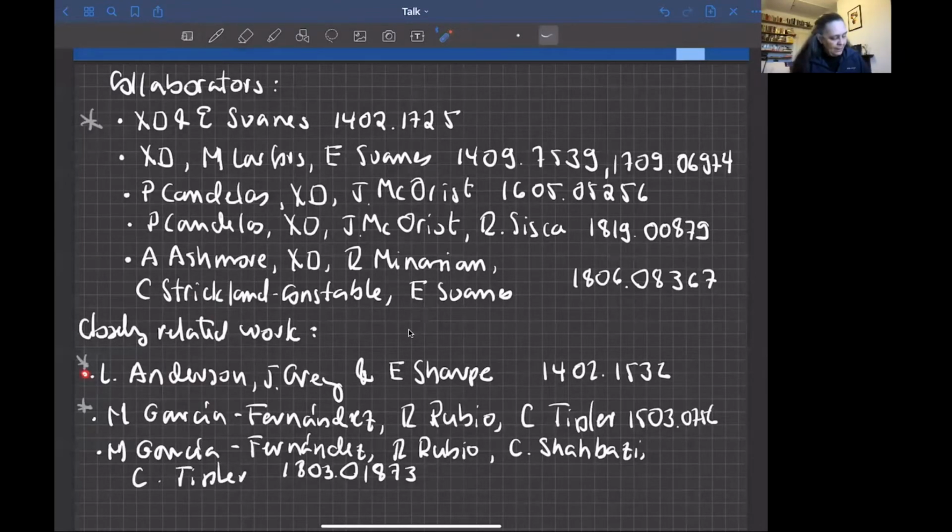In particular, this paper by Anderson, Ray, and Sharp is very closely related to this one here. And so is this one by Mario Garcia Fernandez, Roberto Rubio, Carl Kipler. This paper, also by Mario and Roberto Rubio and Carlos Shabazzi and Carl Kipler too, is closely related to this last reference here, in which we actually talk about finite deformations as opposed to just infinitesimal deformations of a system.